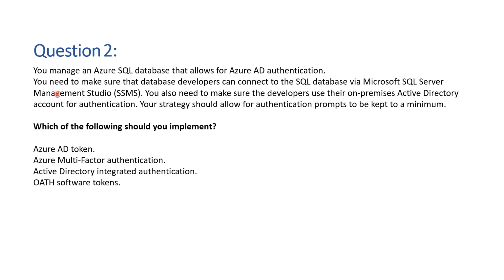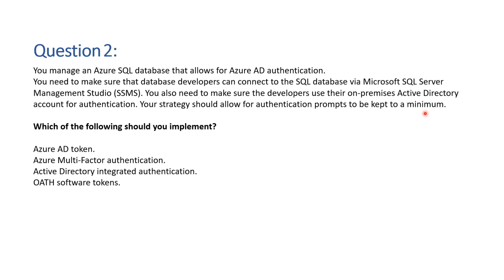So the question says, you manage an Azure SQL database that allows for the Azure AD authentication. You need to make sure that database developers can connect to the SQL database via Microsoft SSMS. You also need to make sure that developers use their on-premises Active Directory account for authentication. Your strategy should allow for authentication prompts to be kept to a minimum. So the authentication prompt, like asking for username and password or any kind of MFA, should be minimum.